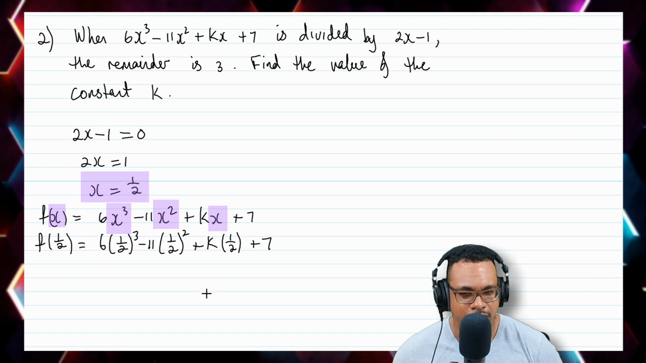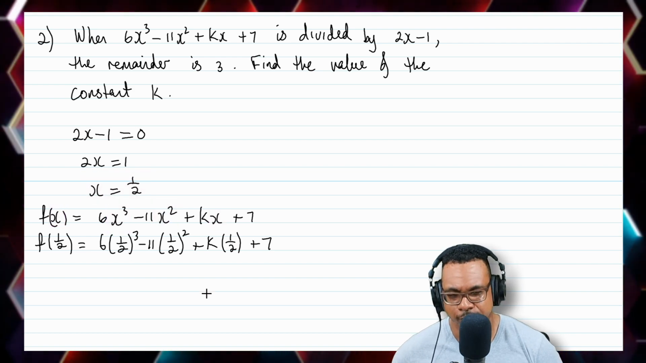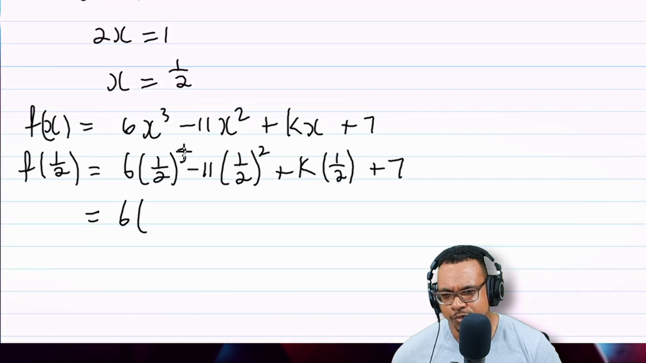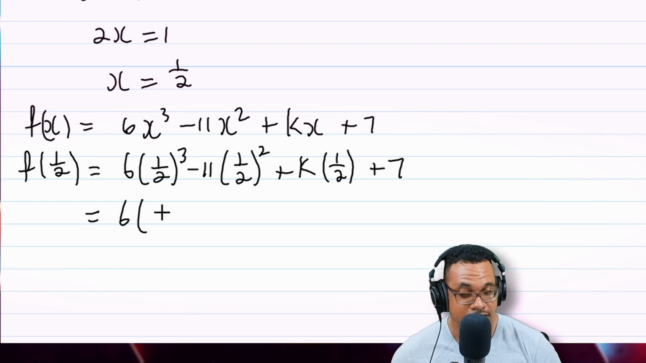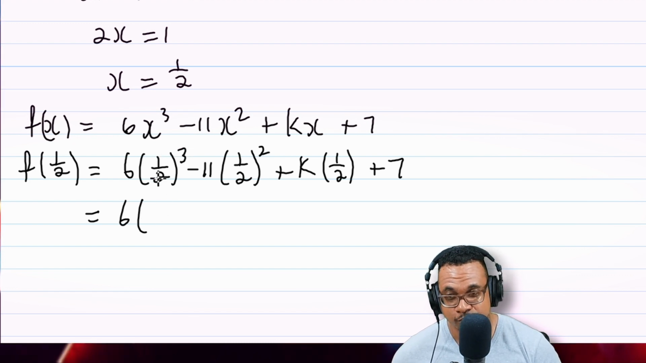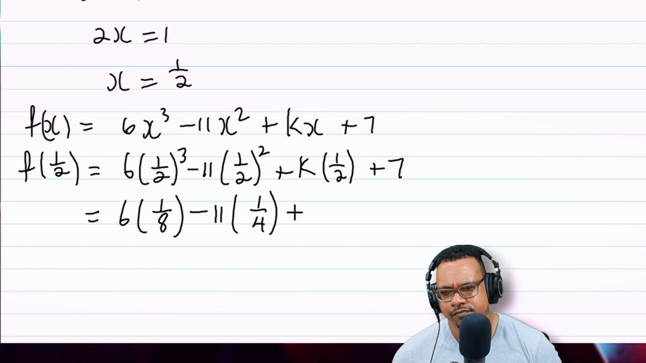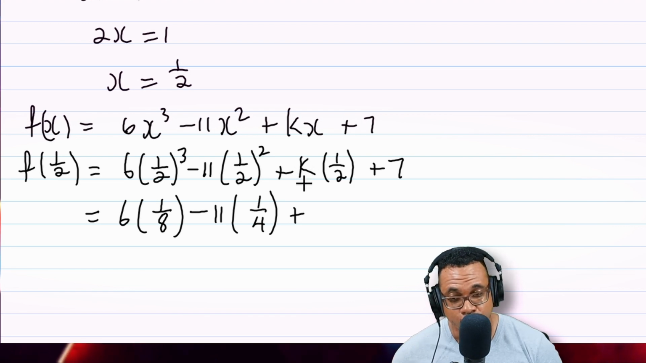Plus 7. Now again, BODMAS, we're going to work the powers first before any of the 4 operations. So we're going to put this equal to 6 times. Of course, we know we're going to have to cube the 1 and also the 2. You can do that one time and say 1 cubed is just 1 and 2 to the power 3 is 8. So you're going to have 1 over 8. Take away 11 times a half squared. So 1 squared is 1 and 2 squared is 4. So we get 1 over 4. Plus we multiply this. This will be a half times k. Or we can say this is k over 1 times a half, so k by 1 is k over 2. So you can write that as k over 2 plus 7.